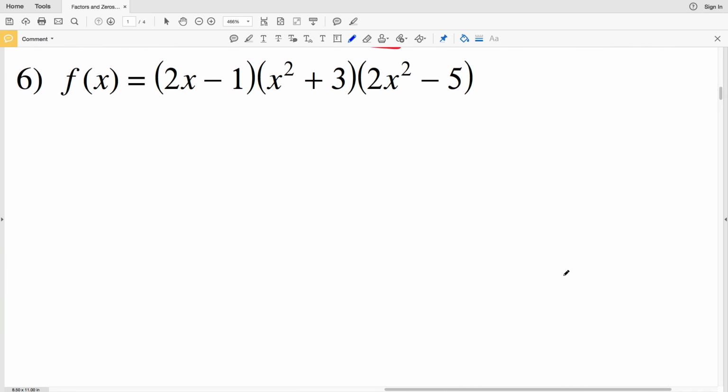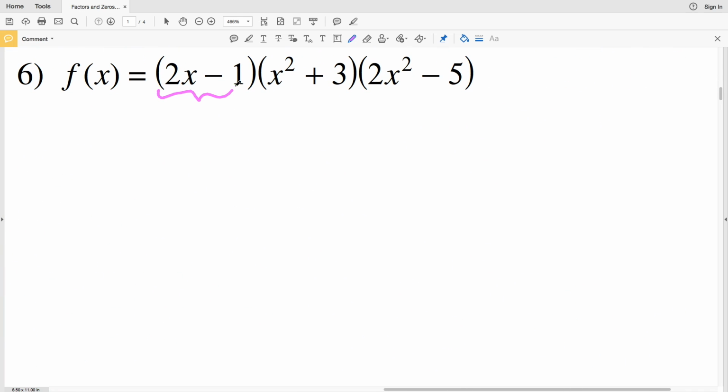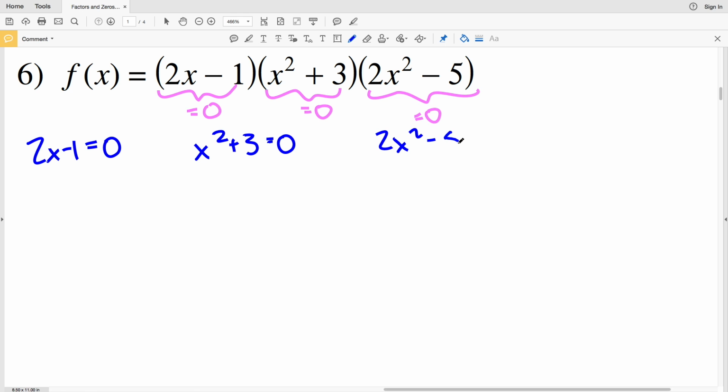Now continuing on to number 6, I'm going to see when 2x minus 1 equals 0, when x squared plus 3 equals 0, and when 2x squared minus 5 equals 0. So writing each of those out, I'll solve the first equation, 2x minus 1 equals 0, by adding 1 to both sides to get that 2x equals 1, and then I'll just divide by 2 to get that x equals 1/2.